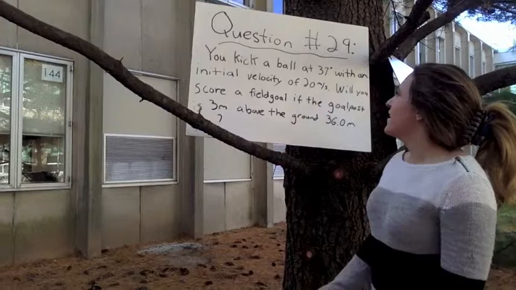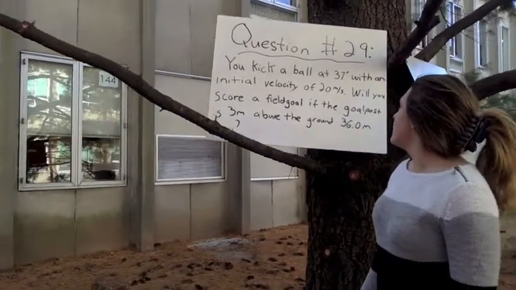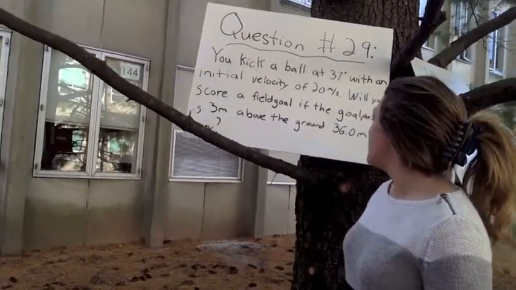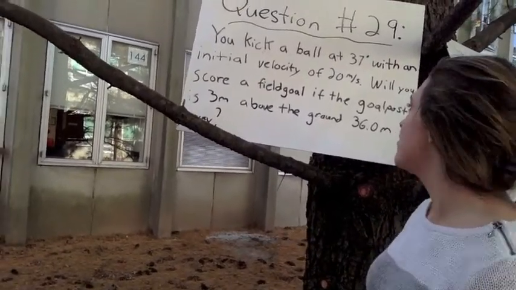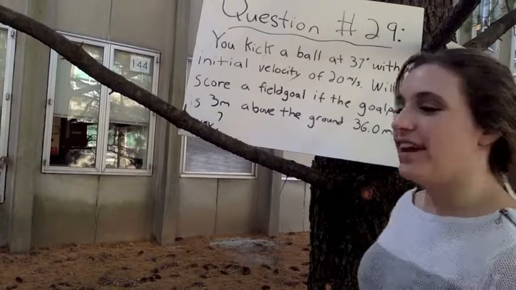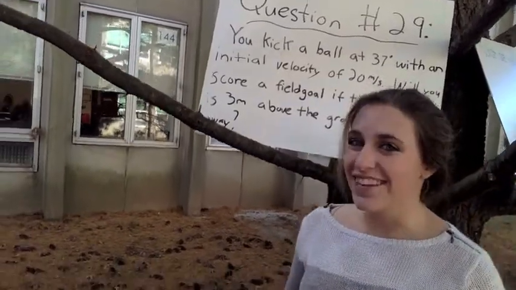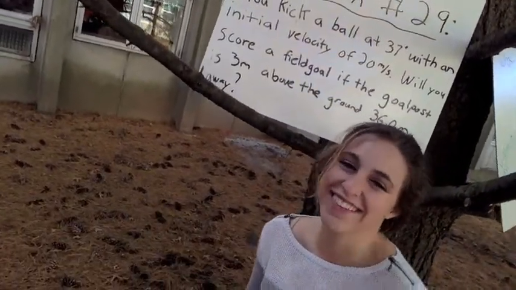Alright, so the question is, you kick a ball at 37 degrees with an initial velocity of 20 meters per second. Will you score a field goal if the goalpost is 3 meters above the ground at 36 meters away? Okay, so that's a little bit complicated, the problem.